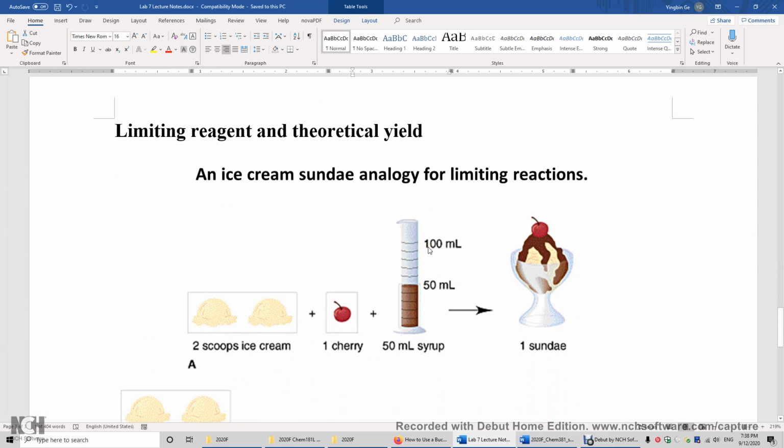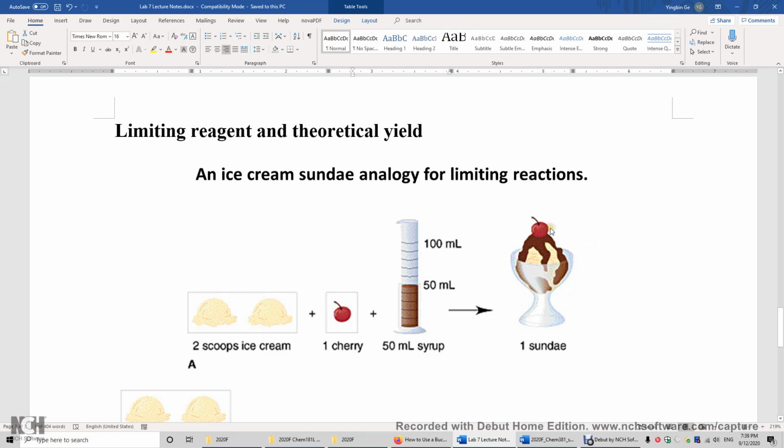Now I'm going to talk about some theoretical calculations. I'm going to explain the limiting reagent and theoretical yield. So this is an ice cream sundae analogy. Let's say you have 2 scoops of ice cream, 1 cherry, and 50 ml of syrup. You can make one sundae. You put the ice cream here, and then you add a syrup, and then you put 1 cherry on top.